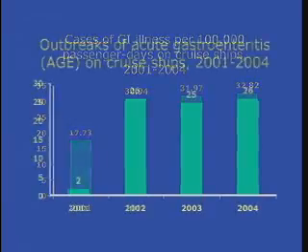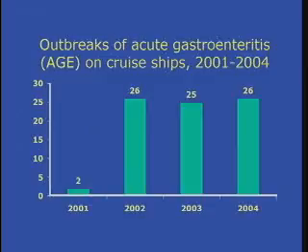Outbreaks of acute gastroenteritis, AGE, on cruise ships, 2001 to 2004. In 2001, we saw roughly 2 outbreaks of acute gastroenteritis for that year. That number rapidly increased to 26 in 2002, 25 in 2003, and 26 in 2004. Therefore, it is the belief of the Vessel Sanitation Program that we are in fact seeing a true increase in the number of outbreaks of acute gastroenteritis on cruise ships sailing in U.S. waters.